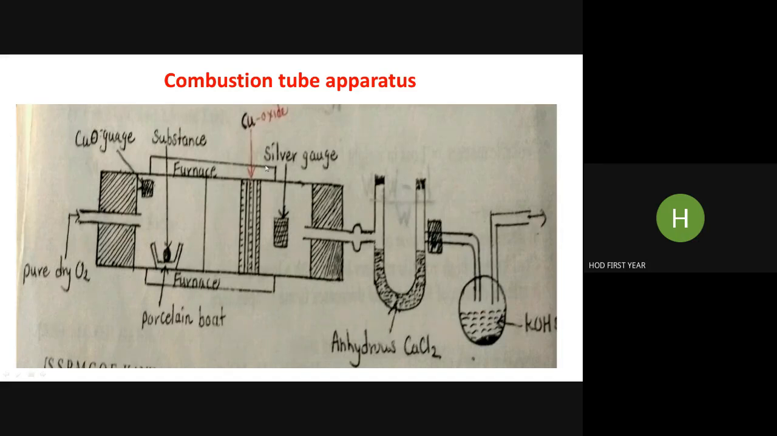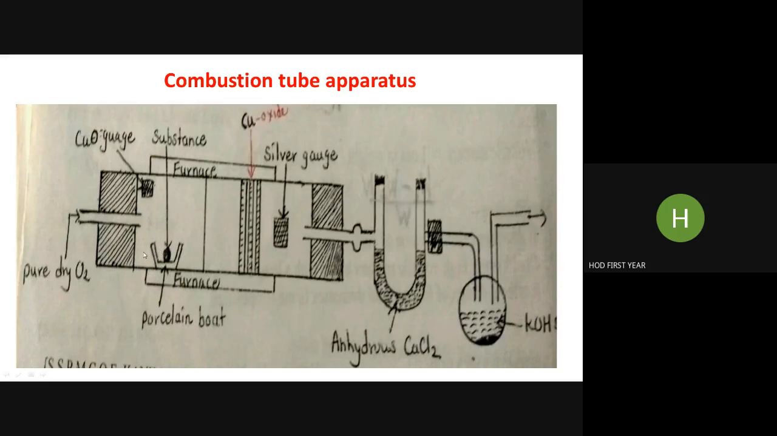Now the remaining parts like the silver gauze and copper gauze are not that important to understand. Actually they have an important role, but in the main process there is no major role. They are there basically to absorb the other oxidation products. And here we can see the furnace, or heating coils, for heating the tube to allow the coal to burn completely. Understand? This is a simple construction.